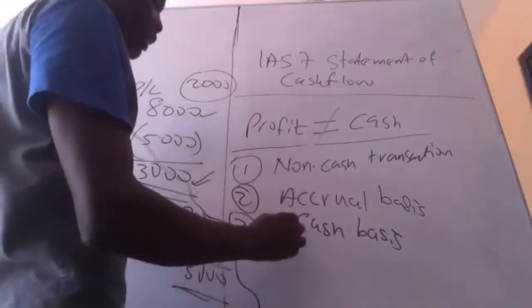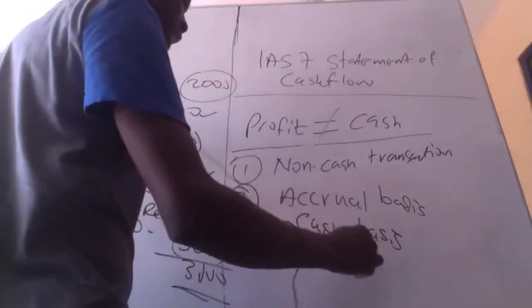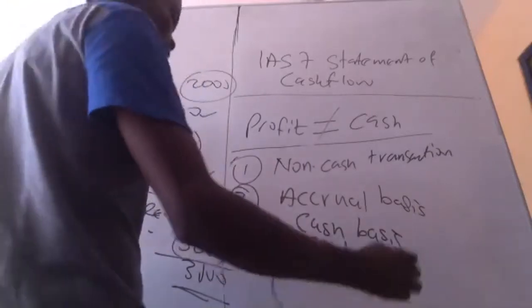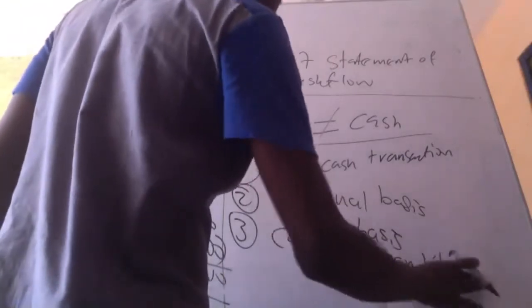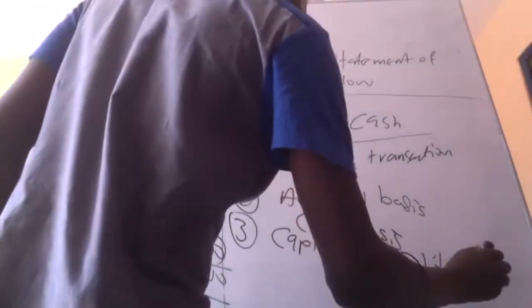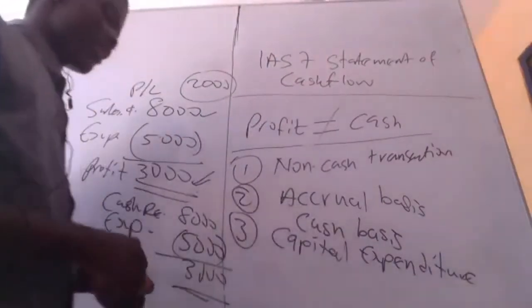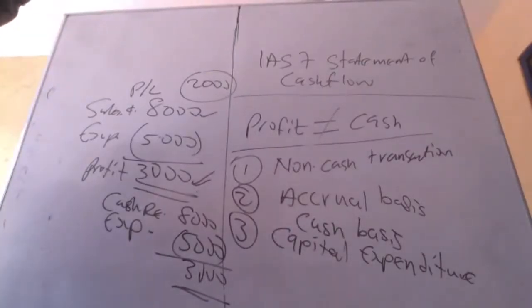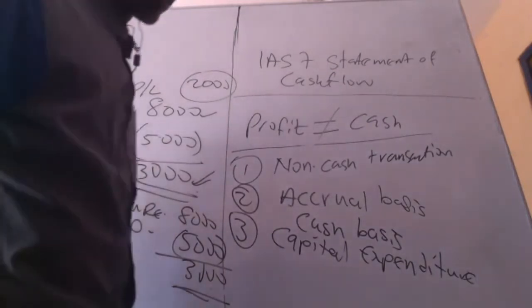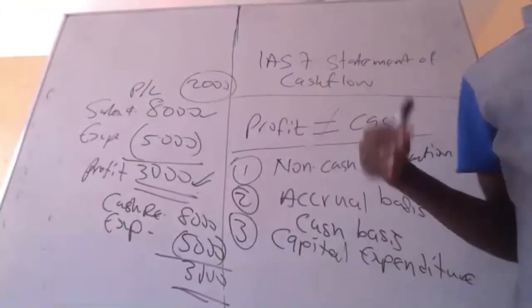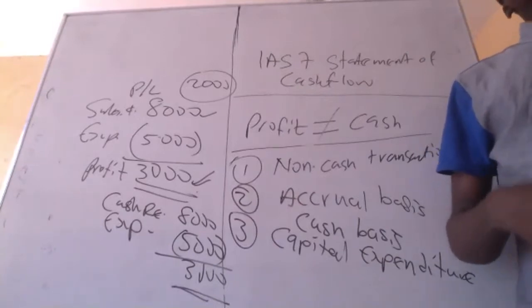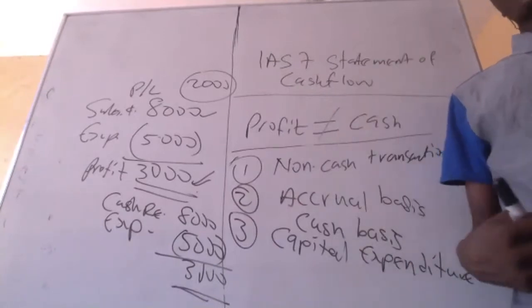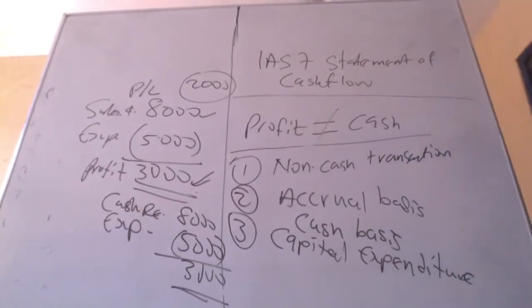Now the third one is capital expenditure. We all know that capital expenditures are expenditure that you incur. They are the amount that you incur to either acquire non-current assets or to improve them. So in simple terms, they are the amount that you incur to get or acquire a new non-current asset. So when you go and buy a new asset, it's a capital expenditure.